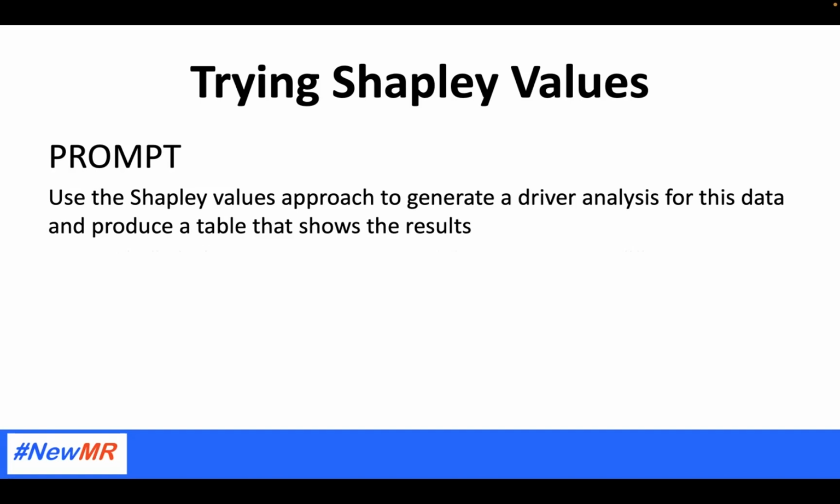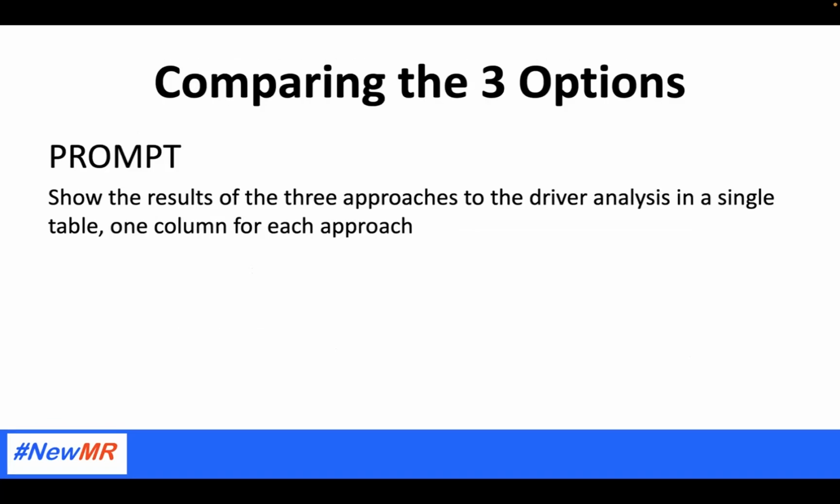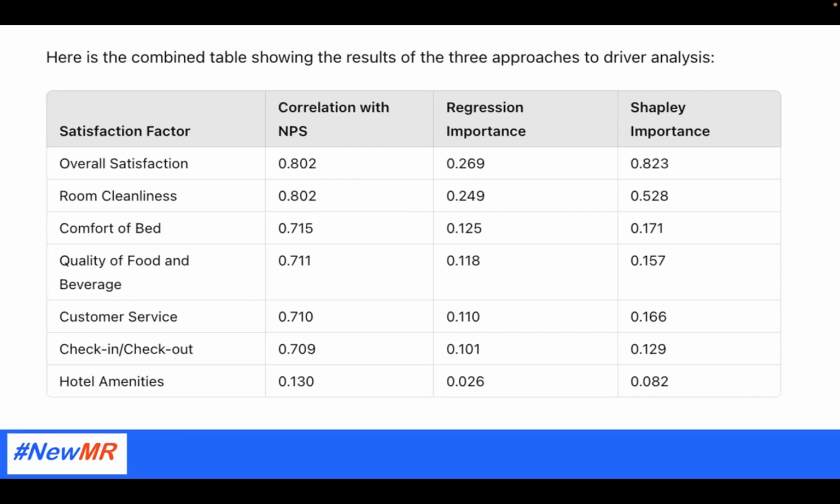So what I would do in the real world is I'd use the Shapley values. So I'm asking it to generate the Shapley values for a driver analysis. It generates the Shapley values. Now we have a slightly subtle difference. Overall satisfaction has a bit of a lead on room cleanliness this time, but we still see hotel amenities coming out very low. I can ask it to show me all three of these together. If I show it all three of these together, I see that the numbers differ, but the pattern is incredibly consistent. So it helps me interpret this information and move forward.